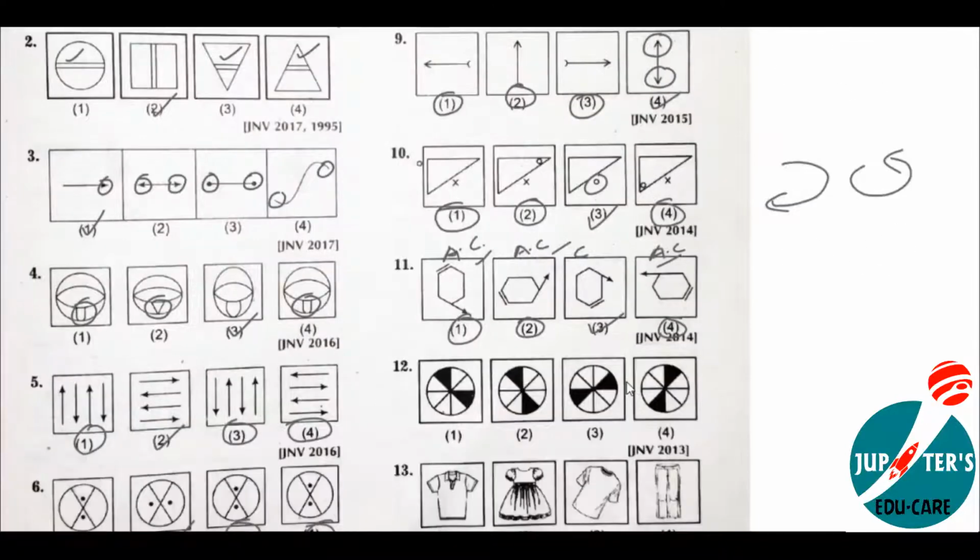Next, question number 12. See, in second option, these two shaded parts are opposite to each other. In third option also, these two shaded parts are opposite to each other. In fourth option also, these two shaded parts are opposite to each other. But in case of option 1, these two shaded parts are not opposite to each other. So, 1 is our answer in this question.